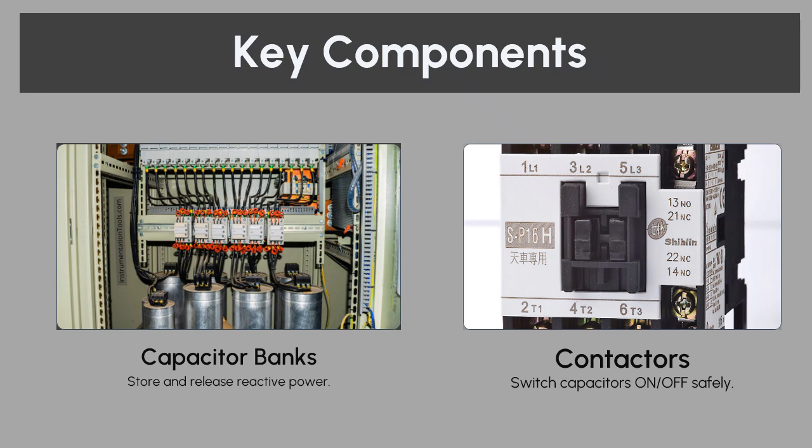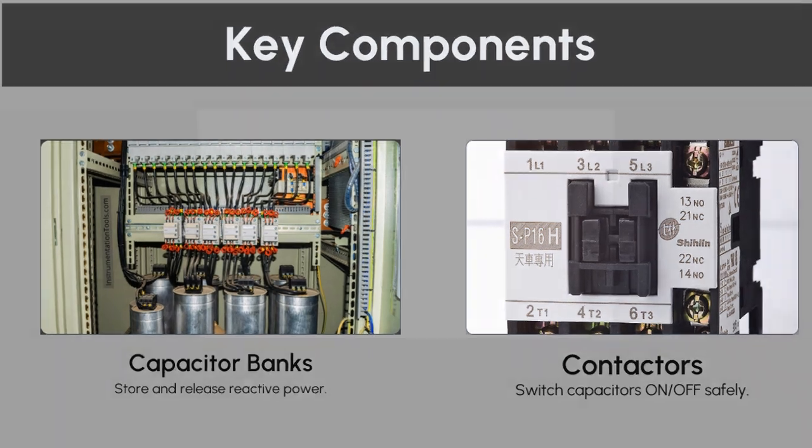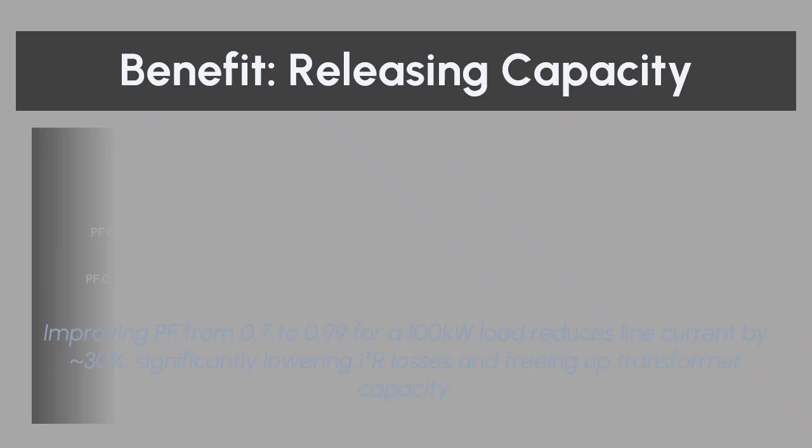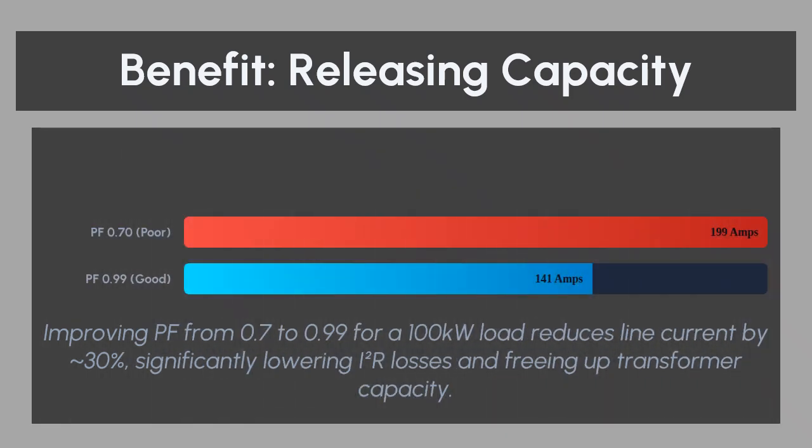Benefit: releasing capacity. Here is a tangible benefit. By improving the power factor, you dramatically reduce the operating current for the same amount of real power. As shown in this chart, moving from a poor 0.70 PF to an optimal 0.99 PF can cut the line current by nearly 30%. This reduction directly translates into released system capacity in your transformers and distribution lines, avoiding costly upgrades and enhancing the power available for production.